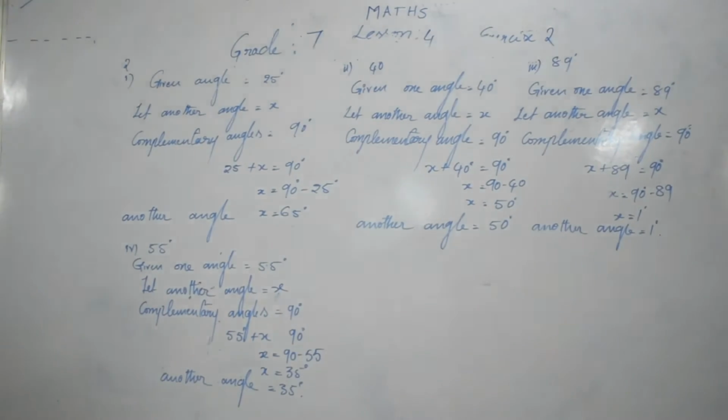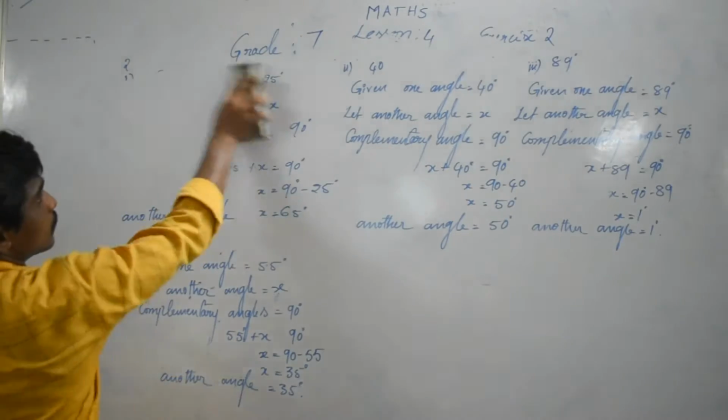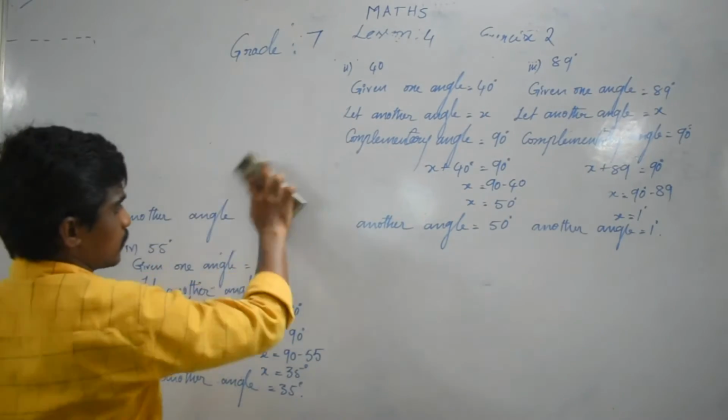So next one: two angles are complementary to each other, and are also equal. Find them. Third one.